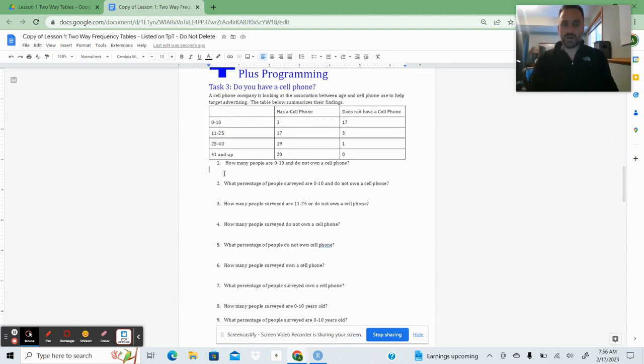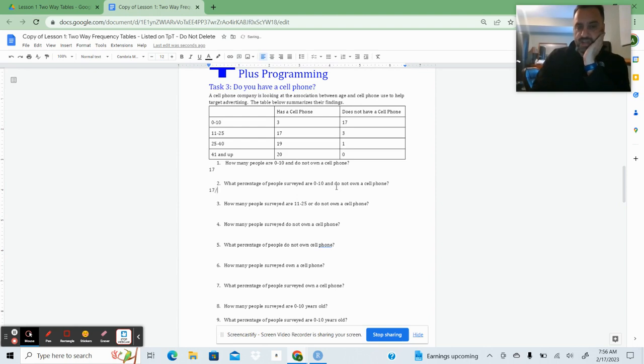All right, so here we have cell phone information, who has a cell phone or doesn't, and different age groups. So how many people are 0 to 10 and do not have a cell phone? That's 17, I'm sorry. What percentage of people surveyed are 0 to 10 and do not have a cell phone?